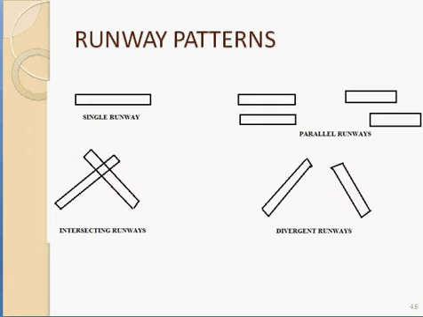Then if you're taking the runway patterns, generally we'll be having these patterns: single runway, parallel runways, intersecting runways and divergent runways. So the single runway means we'll be having only one runway in that particular airport. It will be decided based on the direction of the headwind and all. Then parallel runways means you will be providing two runways parallel to each other, and the terminal building may be coming in between these two if you are having only two runways. As the number increases, you can provide the terminal building accordingly.